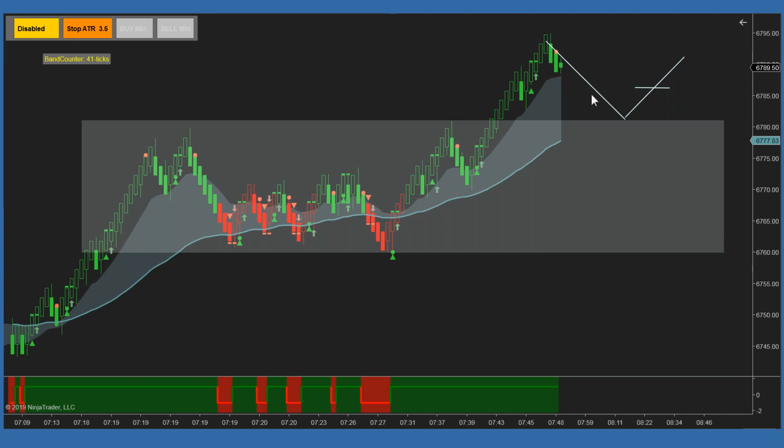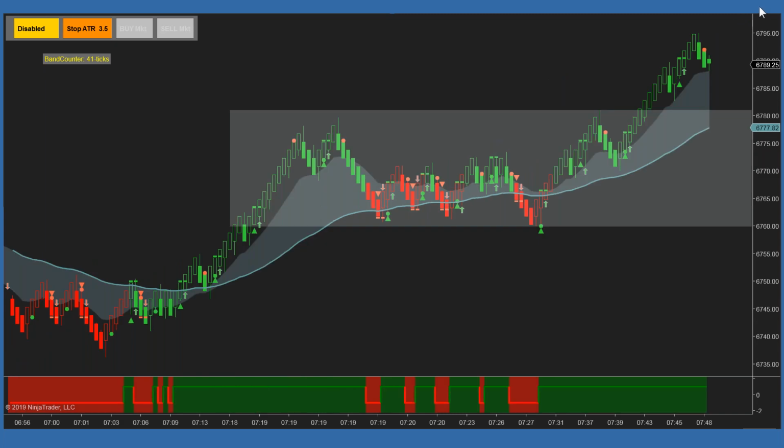Now, there is an opportunity here. If you want to play that retest, if you want to anticipate that retest, you could consider a short to get the market back down here around the 6780-ish zone. Something to consider.